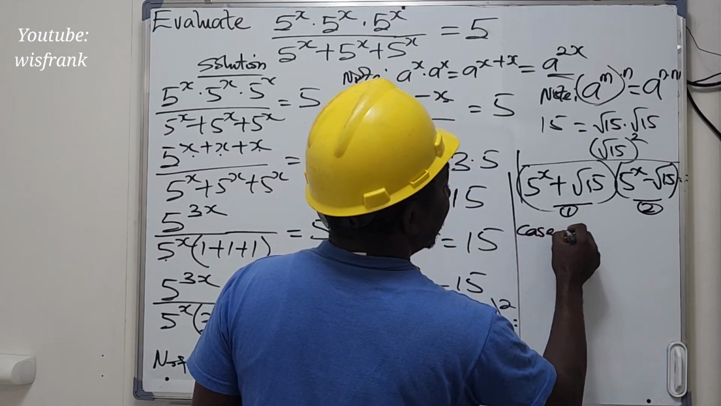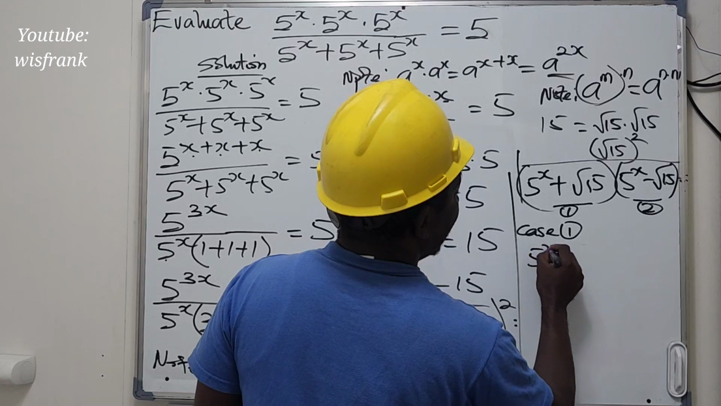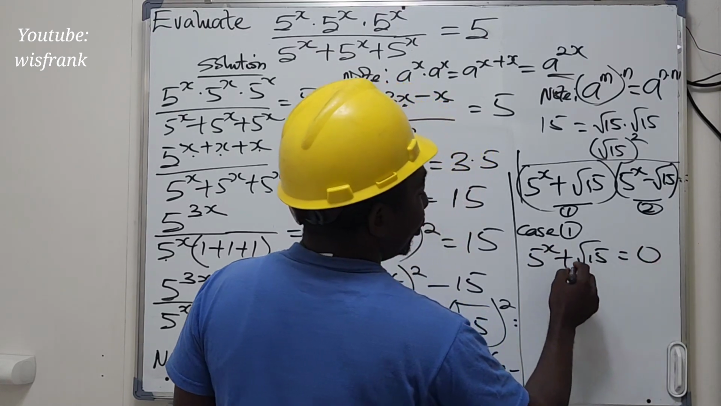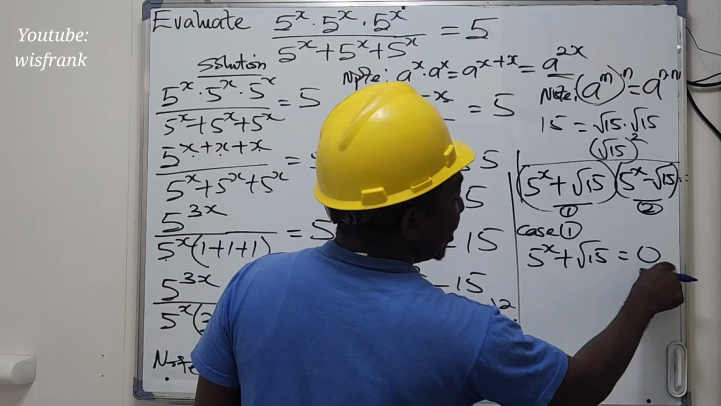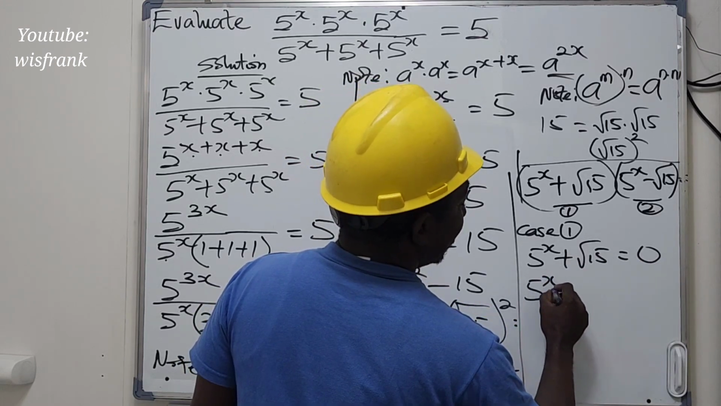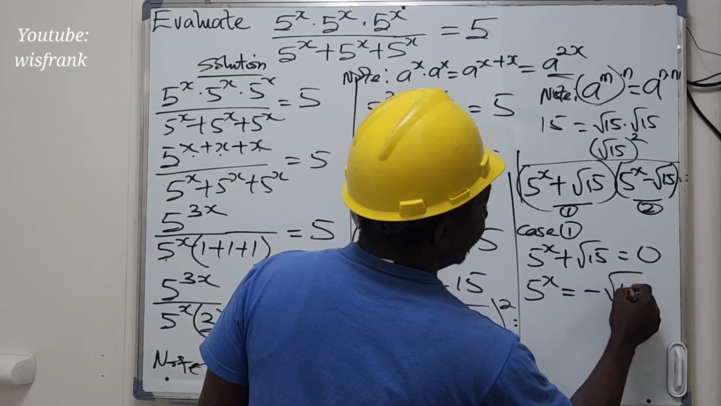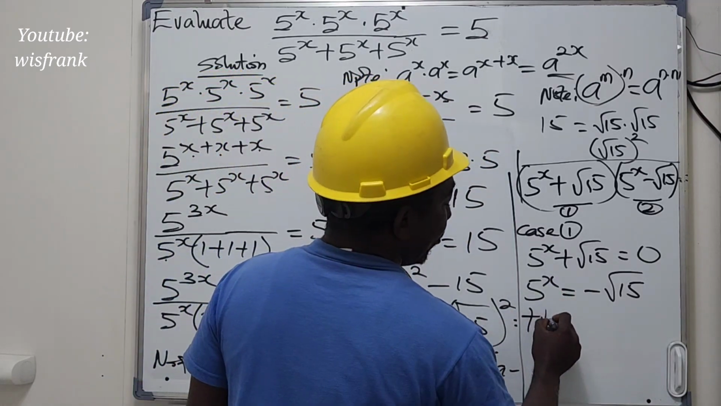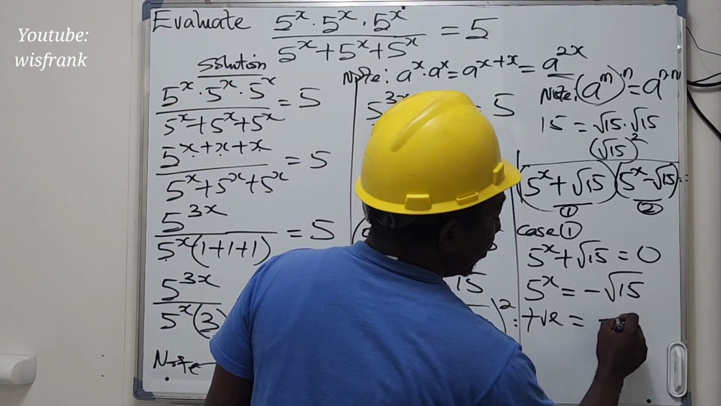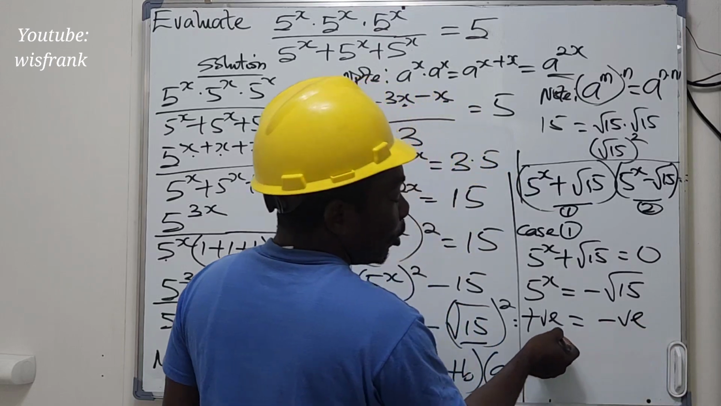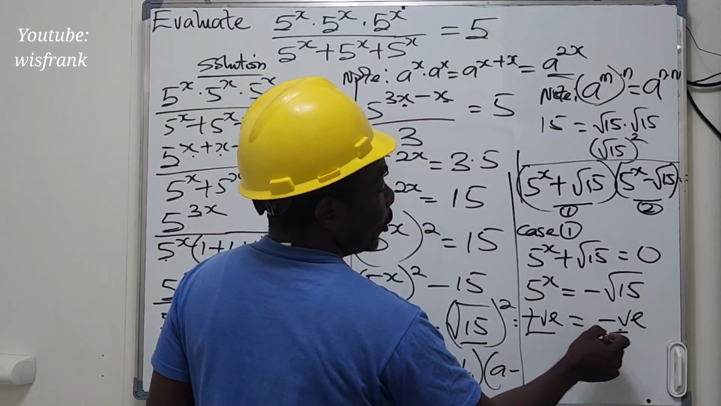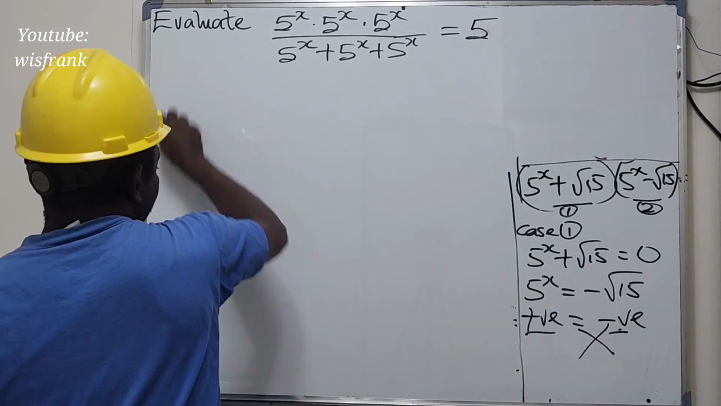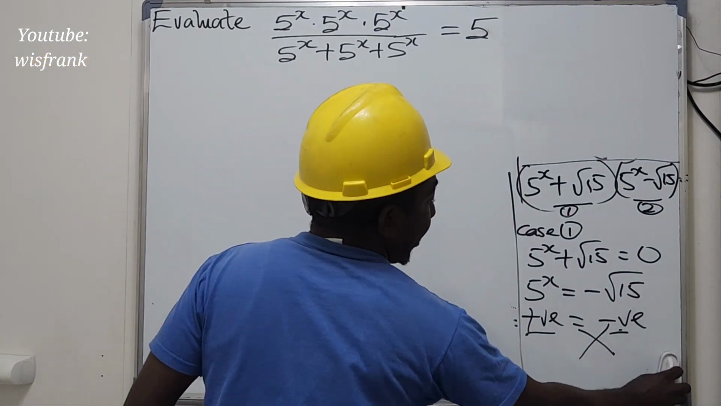For case 1, we have 5^x plus root 15 equals 0. So we will transpose this to the other side. We have 5^x equals minus root 15. In this situation, we can see that this is positive, which equals to negative. Therefore, positive cannot be equal to negative. So this case 1 is rejected. We are going to look at how we are able to find the value of x from case 2.